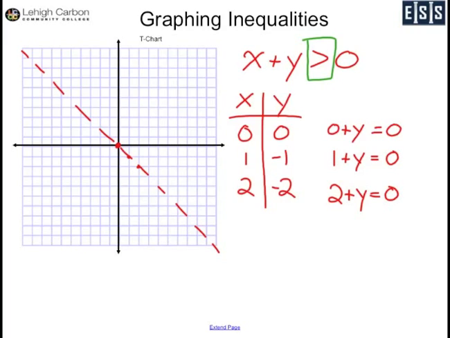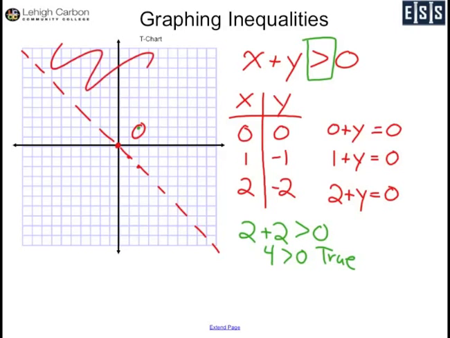So I can pick another point that I like. I'm going to test the point 2, 2. 2 for my x plus 2 for my y is greater than 0. 2 plus 2 is 4. Is greater than 0. Is that true? Yes, it is. Since that's true, I'm going to shade the side of the line that contains that point, which was right here, so I shade on this side of my graph. If it were false, I'd shade on the side without that point.